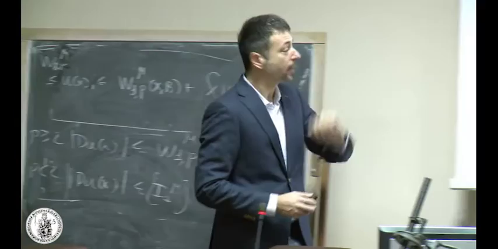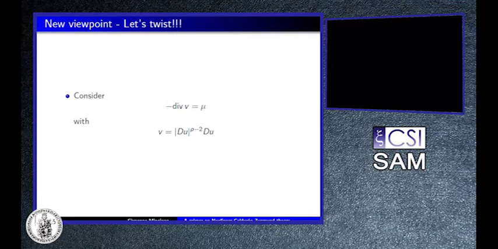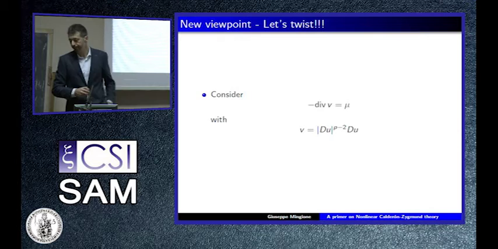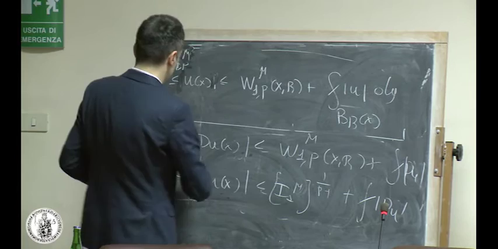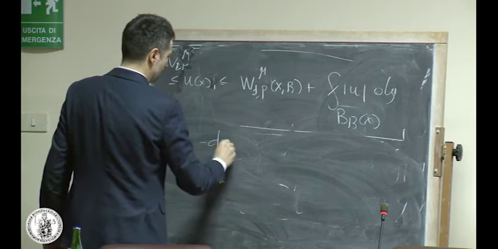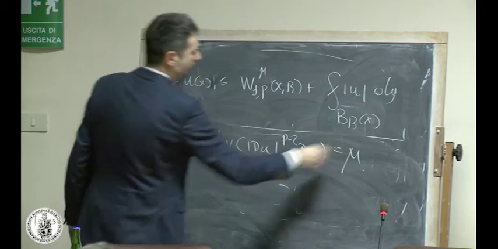so now we twist the viewpoint and we make the following very crazy ansatz. So we decompose the p-Laplacian operator, the p-Laplacian equation, formally in this way. If we decompose formally in this way, the p-Laplacian equation can now be split in two equations. This is the equation I have in mind. So now I decompose in the following way. Now V is that object, the so-called stress tensor.